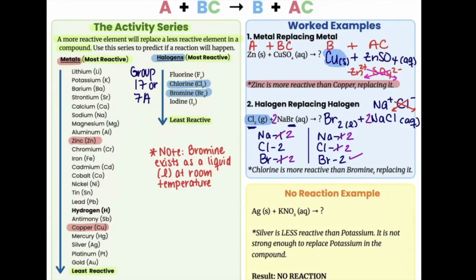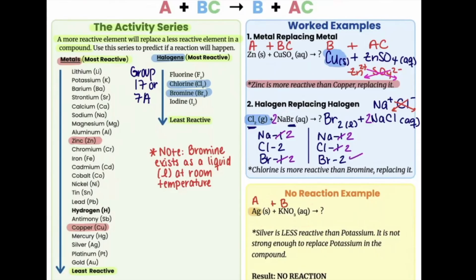What about this next one? We have silver, Ag, reacting with potassium nitrate, or KNO3. The first thing you want to do is see if the reaction will occur or not. So in this example, we're comparing 2 metals. We're comparing the silver and the potassium. So remember, your silver is your A, your potassium is your B, and your NO3, your nitrate, is your C.